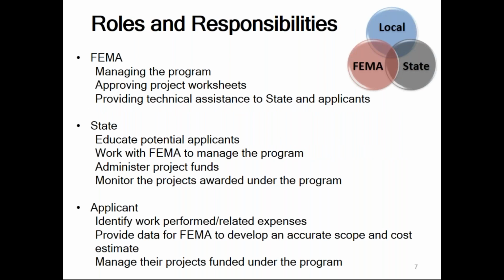There are three different entities working together here: FEMA, the state, and you as an applicant. Each of us has specific roles and responsibilities. FEMA's role is to manage the overall program. FEMA will be approving project worksheets. FEMA has the final eligibility determination, and FEMA will also be providing technical assistance to the state and you as an applicant.